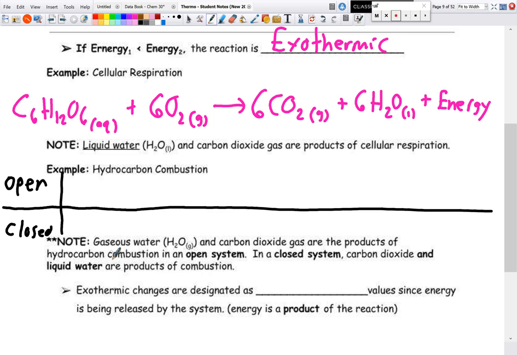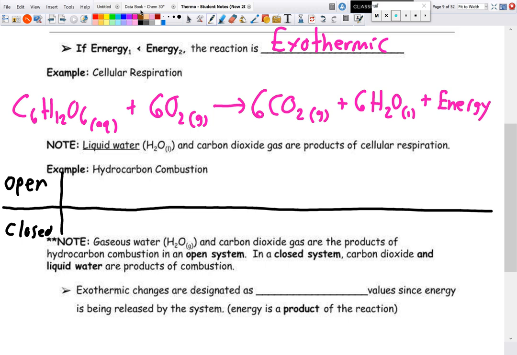Now, we can read right here the note: gaseous water, so H2O gas, and carbon dioxide gas are products of hydrocarbon combustion in an open system. But in a closed system, we get carbon dioxide and liquid water. So you do have to be careful about how you're representing combustion reactions in this unit as well.